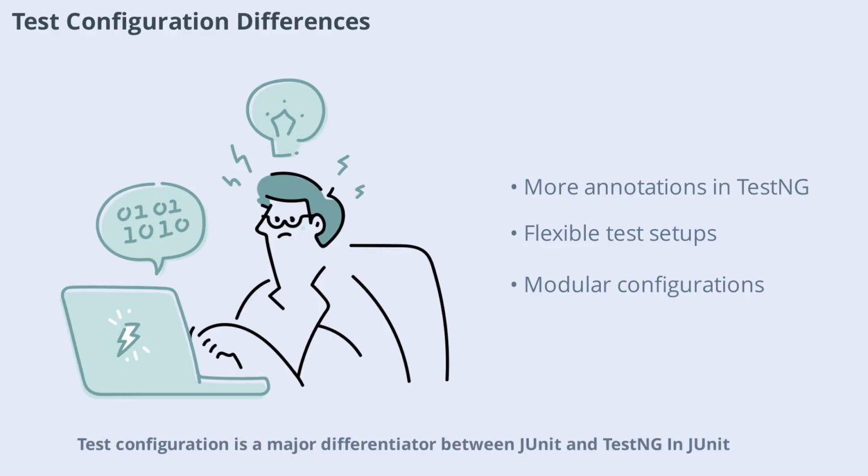Test configuration is a major differentiator between JUnit and TestNG. In JUnit, test cases are primarily annotated with @Test, while TestNG offers a broader set of annotations, including @BeforeTest, @AfterTest, and @DataProvider. This flexibility allows TestNG to support more complex test setups and execution flows. By leveraging these annotations, you can create modular and reusable test configurations that adapt to different testing scenarios.